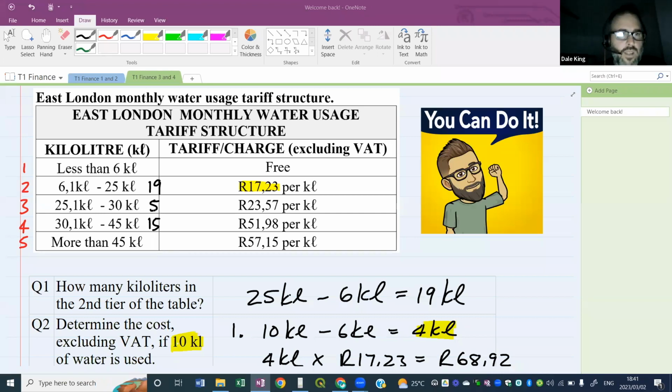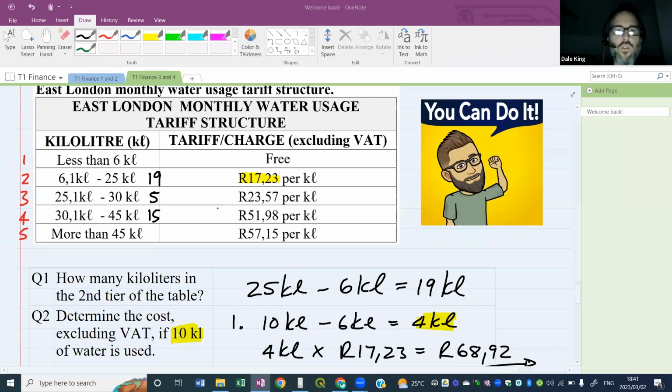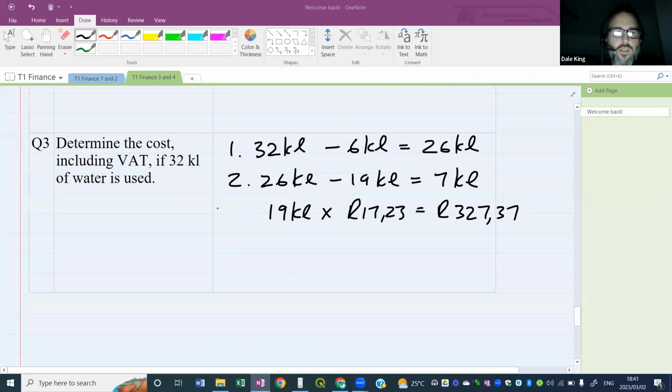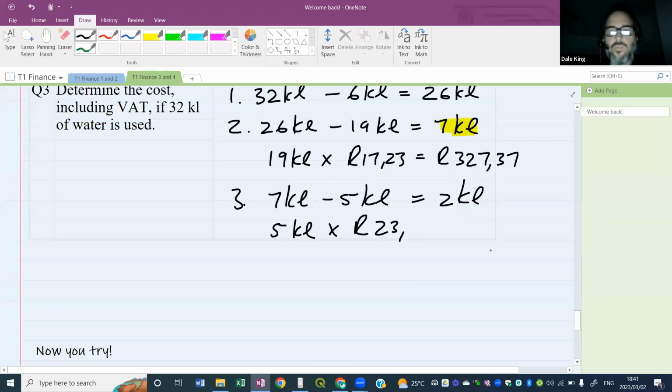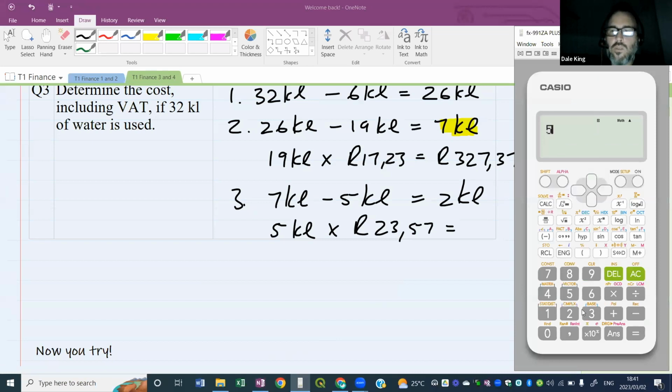But these 5 kiloliters in the third tier must get charged at 23 Rand 57. So of my 7, remember, I'm going to take off 5, which means I only have 2 kiloliters of water left. And these 5 must get charged at the third tier rate, which is 23 Rand, let me check again, and 57. All right, let's do that calculation. So 5 times 23 Rand and 57 gives us 117 Rand 85.